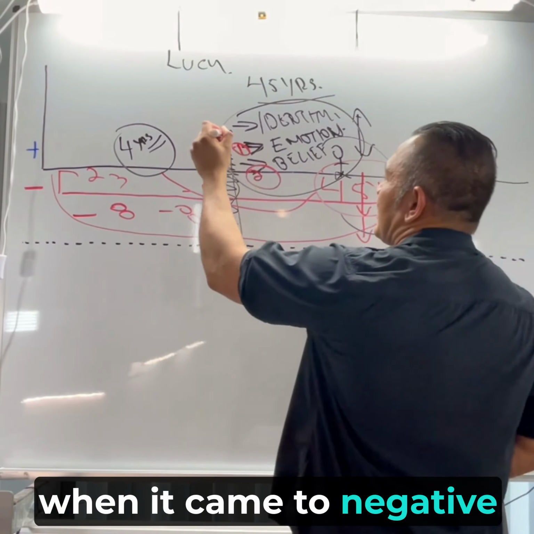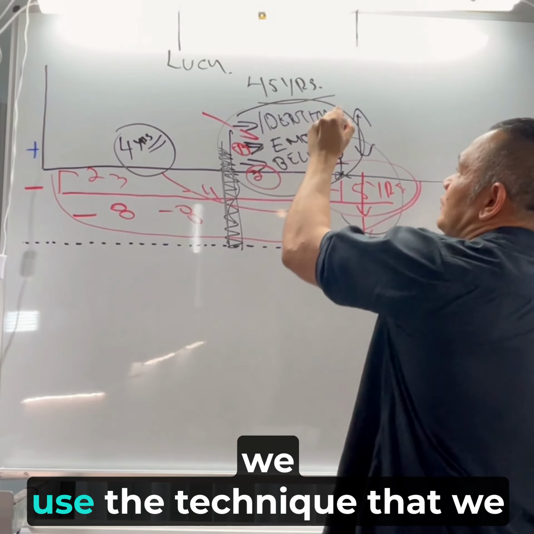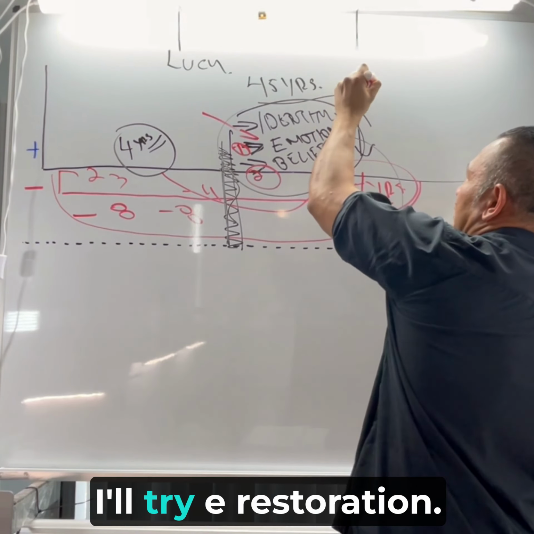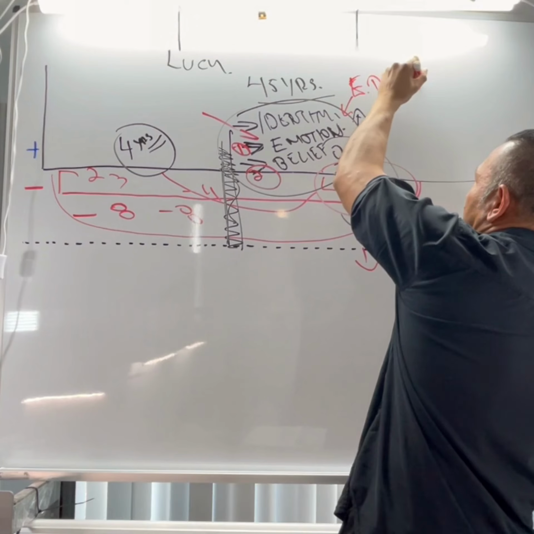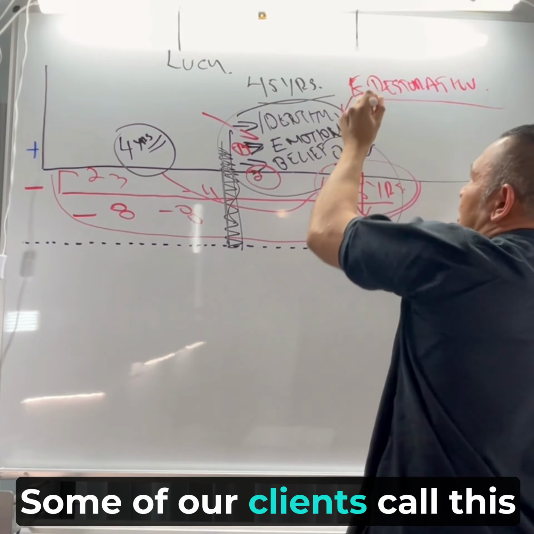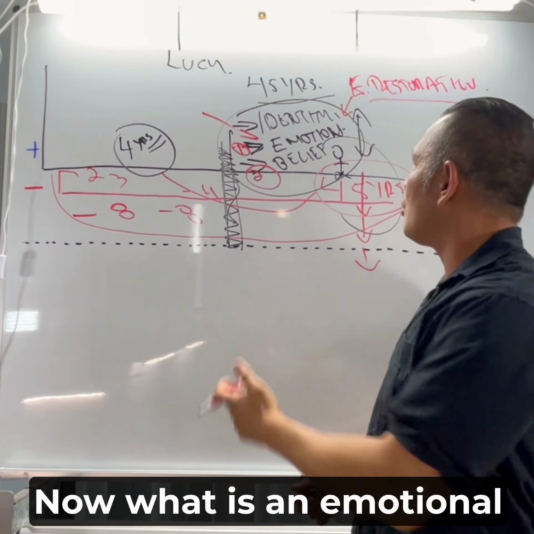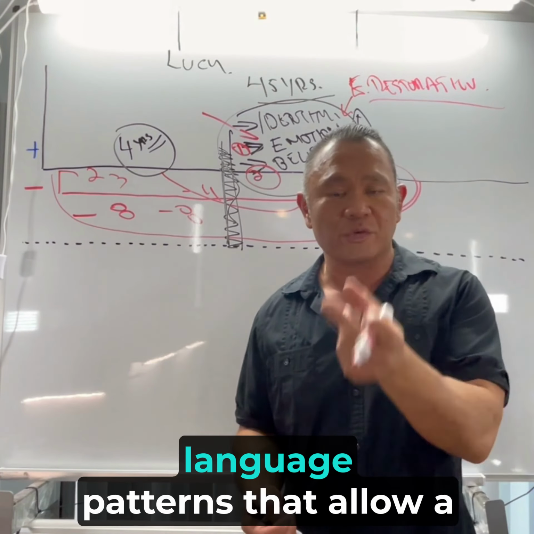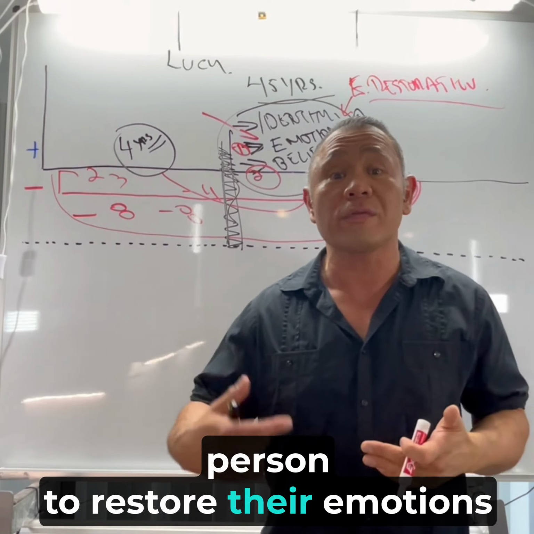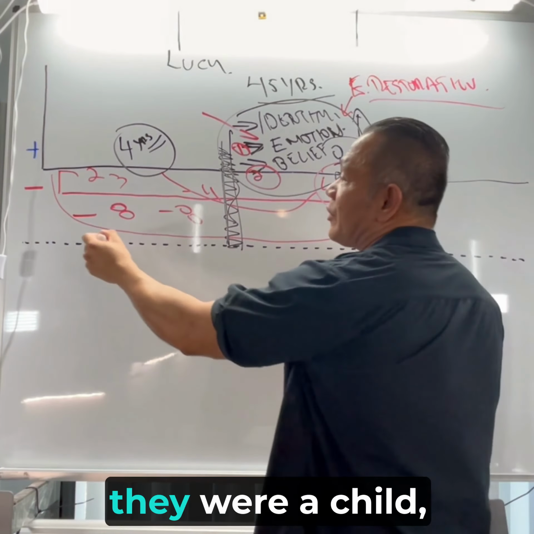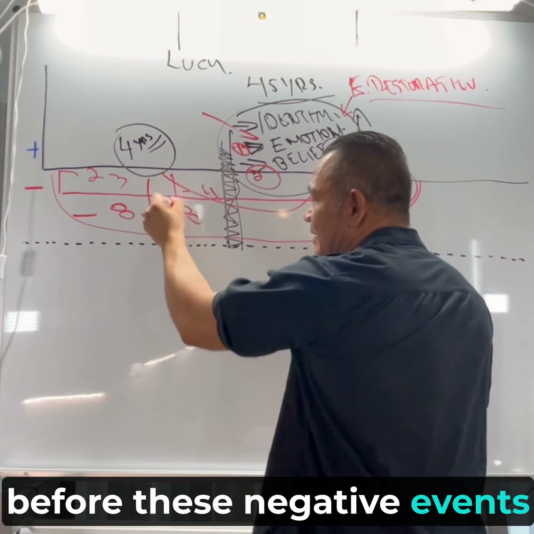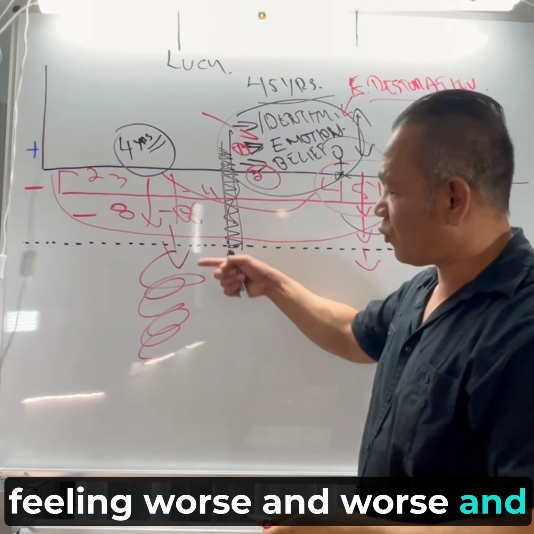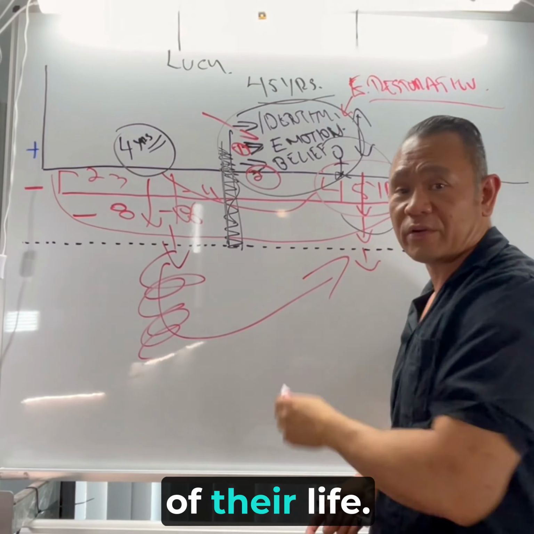And all we did, when it came to negative emotions, is we used a technique that we refer to as emotional, I'll just write E, restoration. Some of our clients call this an emotional detox. Now, what is an emotional restoration technique? It's the ability to use certain language patterns that allow a person to restore their emotions to how it felt when they were a child before these negative events impacted them in a way that just set them spiraling down and feeling worse and worse and worse throughout the course of their life.